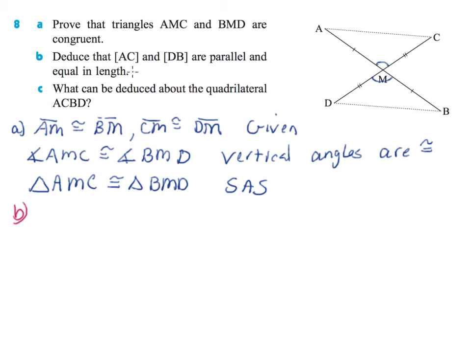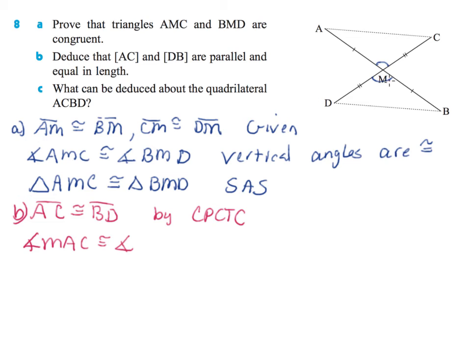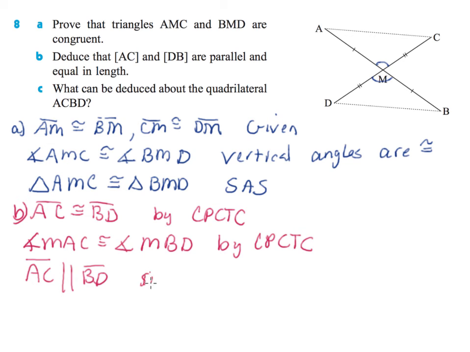Part B, deduce that AC and BD are parallel and equal in length. So let's look at equal in length first. Well, I know that line segment AC is equal to line segment BD by CPCTC. Also by CPCTC, I know that angle MAC is congruent to angle MBD. Therefore, line segment AC must be parallel to line segment BD because if alternate interior angles are congruent, then the lines must be parallel.